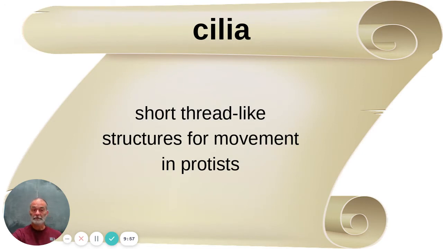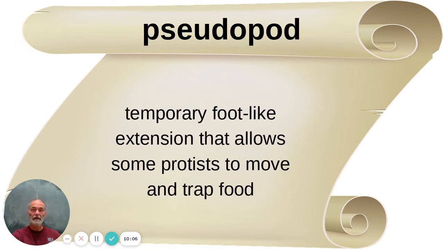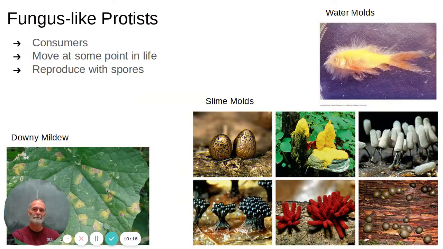So 3 different ways that the protozoa move. We've talked about the cilia. Those are the short thread-like structures that they use for movement and also for channeling food. There are the pseudopods, which are temporary foot-like extensions that allow them to move as well as trap food. Do you notice their movement and the way they get their food are both the same? And then we already talked about before the flagella, the things that the bacteria have.